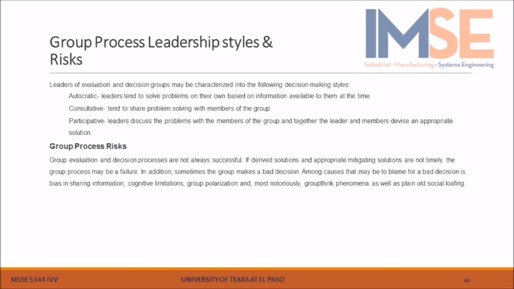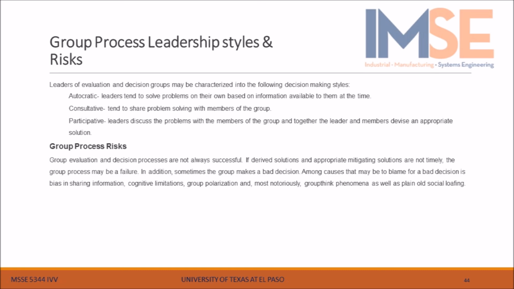Leaders of evaluation and decision groups may be characterized into the following decision-making styles. Autocrat. Leaders tend to solve problems on their own based on information available to them at the time. Consultative. Leaders tend to share problem solving with members of the group. Participative. Leaders discuss the problem with the members of the group, and together the leaders and members devise an appropriate solution. Group process risk. Group evaluation and decision processes are not always successful.